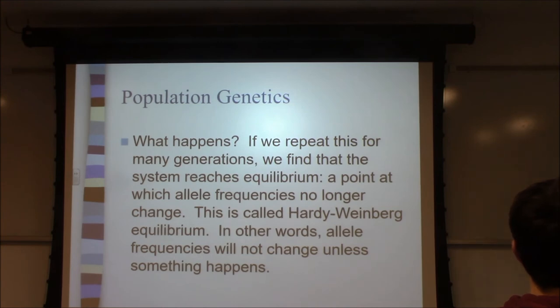Draw a square first. I like that idea. How about I draw it like that? That'll work. And then big R, little r, big R, little r. So this then is big R, big R. This is big R, little r. This is little r, big R. That's little r, little r. That's P squared, PQ, PQ, Q squared. Okay?